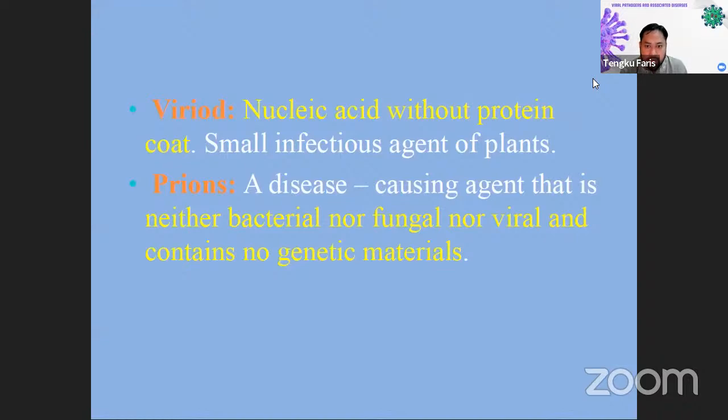A viroid is a nucleic acid without the protein coat. What is the protein coat? What is nucleic acid? You have learned about this. We know that the main nucleic acid is in DNA or RNA form. DNA is the deoxyribonucleic acid, which appears double-stranded, whereas the ribonucleic acid or RNA appears as a single-stranded nucleic acid. And both of these genetic materials are found inside the virus.